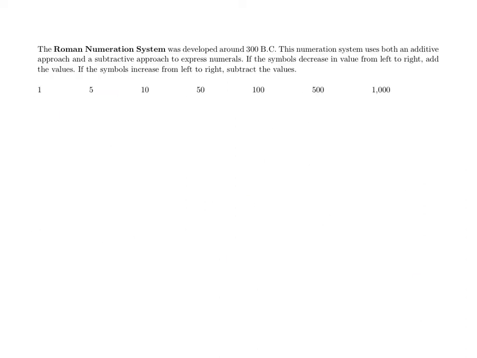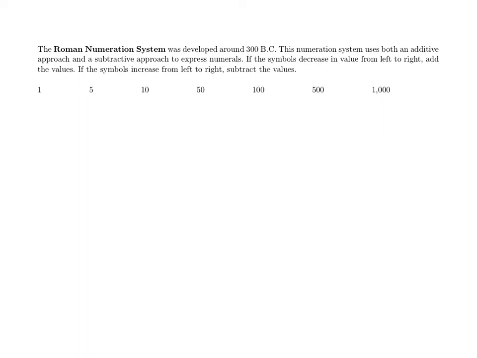The other number system I'd like to consider in this lesson is the Roman numeration system, which was developed around 300 BC. You could actually just say Roman numerals, that would be fine too. For this number system, it does use an additive approach and shares that in common with hieroglyphics, but it also uses a subtractive approach in certain cases.